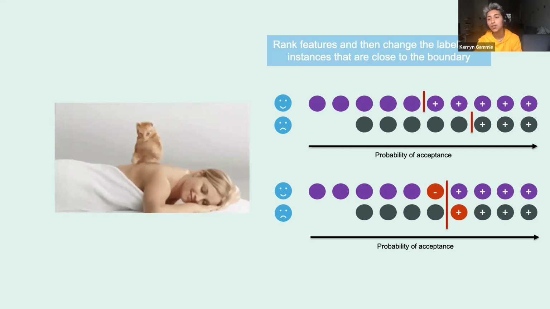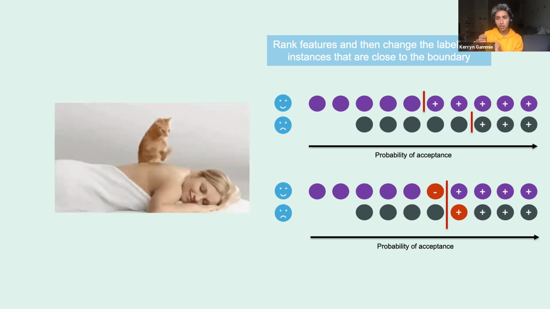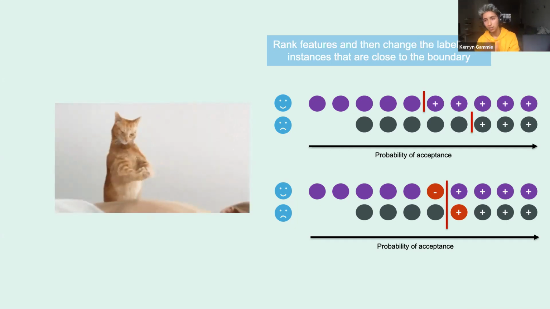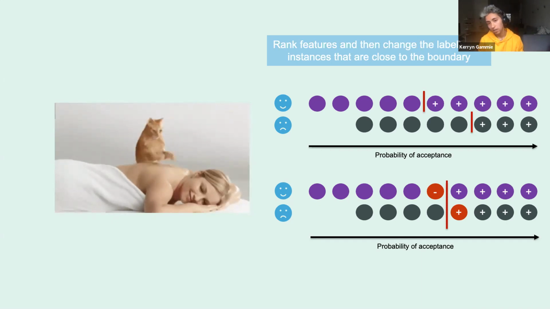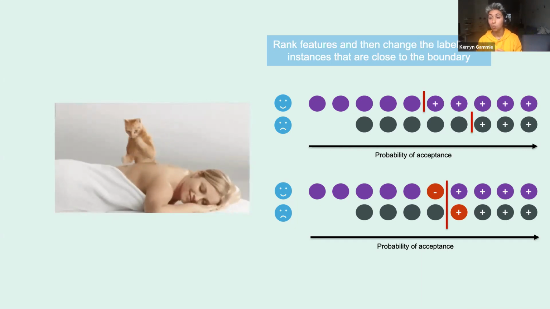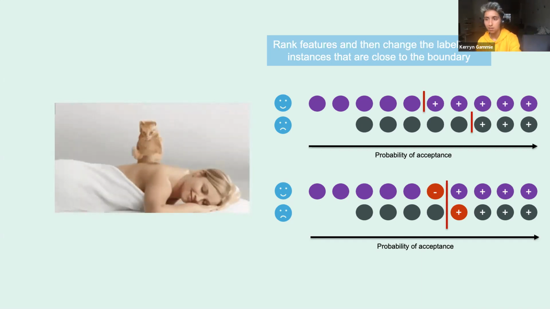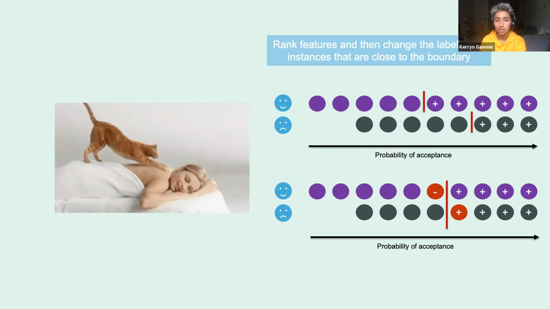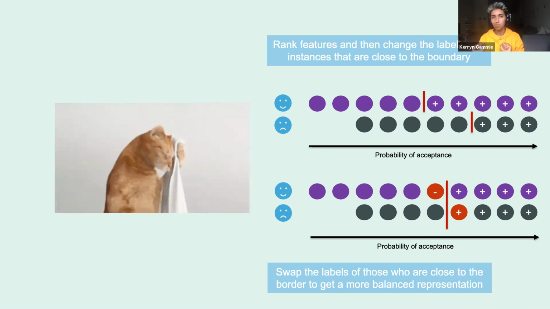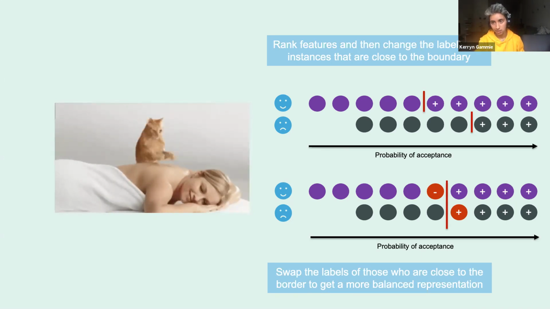There are obviously issues that come with all of these techniques, including changing the features in your data set, in the sense that it can lead to deterioration in accuracy scores, etc. There's no one hard and fast rule of what mechanism you should use. It really does depend on the data, but this is one such example of a technique that can be used and is used. So it really just swaps the labels for instances that are close to this boundary, and this creates a more balanced representation.